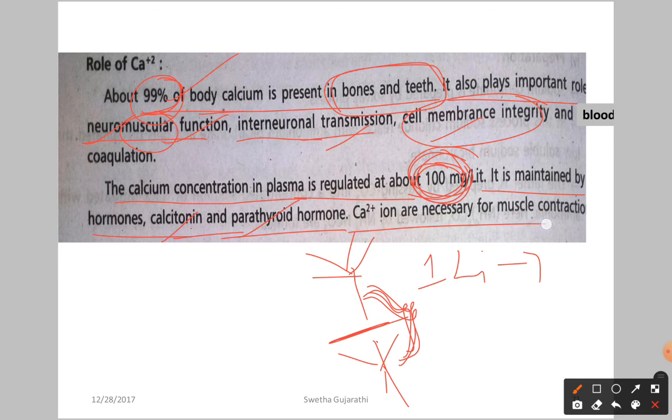Calcium is also necessary for muscle contraction. As you know very well, our muscles contract, and for that process also we need calcium.